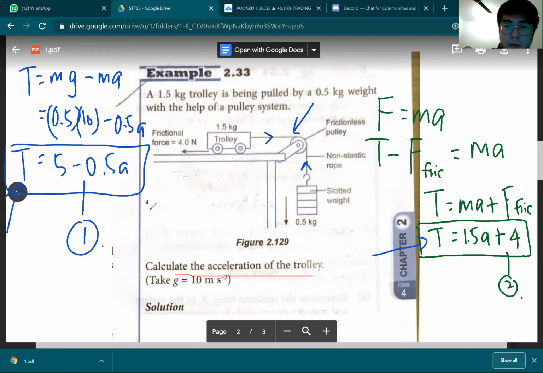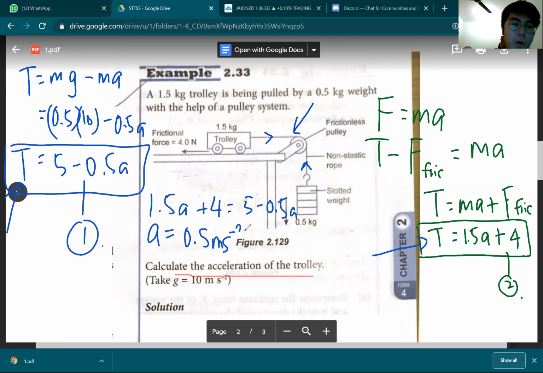So 1.5a plus 4 等于5减 0.5a. I just substitute equation 1 and equation 2 together. So here now then you can calculate a lah, because only a left ma. A will be 0.5 meter per second square. This is your answer.